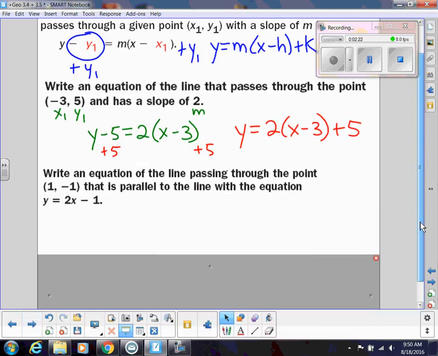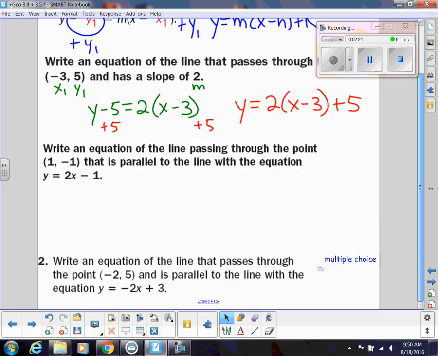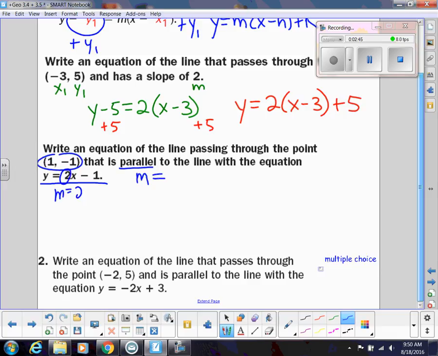So now how do we use that in a parallel line situation? Well, if I wanted to write an equation of a line that goes through this point, but it has to be parallel to this line. In order to write an equation of a line that is parallel, we know that the slopes have to be the same. All right, so the slope of this original equation that they gave us is 2. So the slope of our line, of the parallel line, has to also be 2.